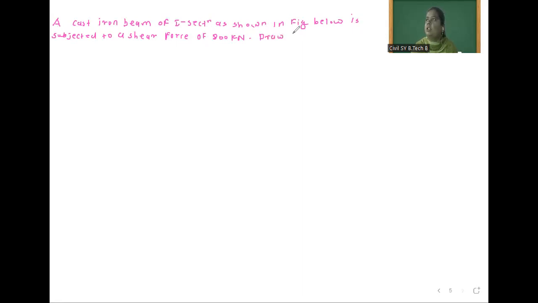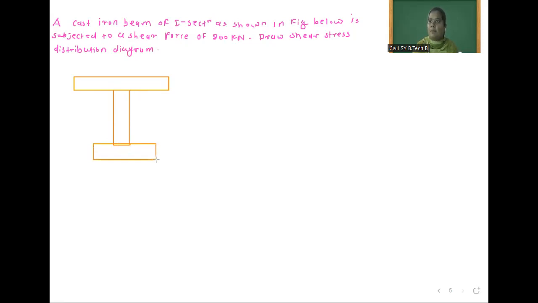Draw the shear stress distribution diagram. Okay, so you solve this question.